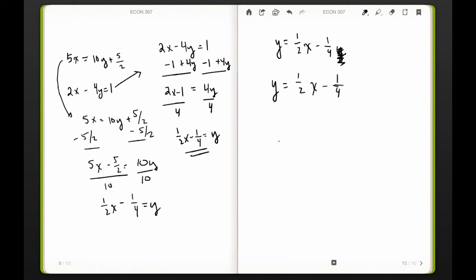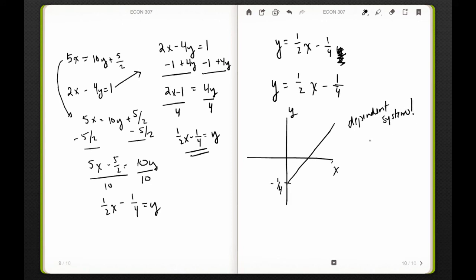I have the same exact equations. So if I wanted to graph these out, it's going to look like this. They're both going to have an intercept of -1/4, and they're both going to have a slope of a positive 1/2. So they're both going to lie on top of each other. Okay? So when this happens, this is called a dependent system. Oh, sorry, infinite number of solutions, which is something that we don't really care about.